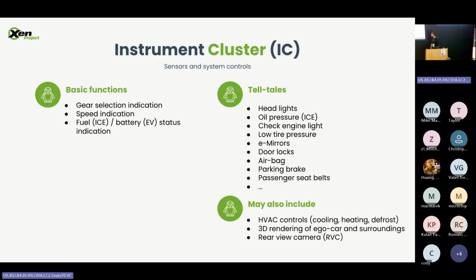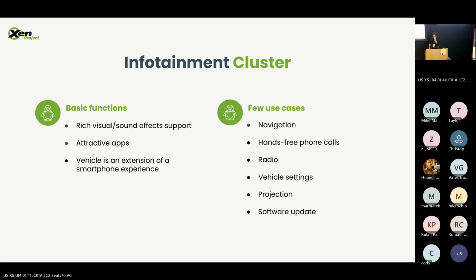It may also include rendering of the ego car. Ego car is another term, which means self car. You can imagine, in a lot of cars, you put it in reverse mode, and while you start moving backwards, there will be a nice view of the surrounding environment on the central console, which shows you where the curbs are, where the lines are, where the cars are, maybe some other objects potentially in your way. And that's, of course, RVC, rear view camera.